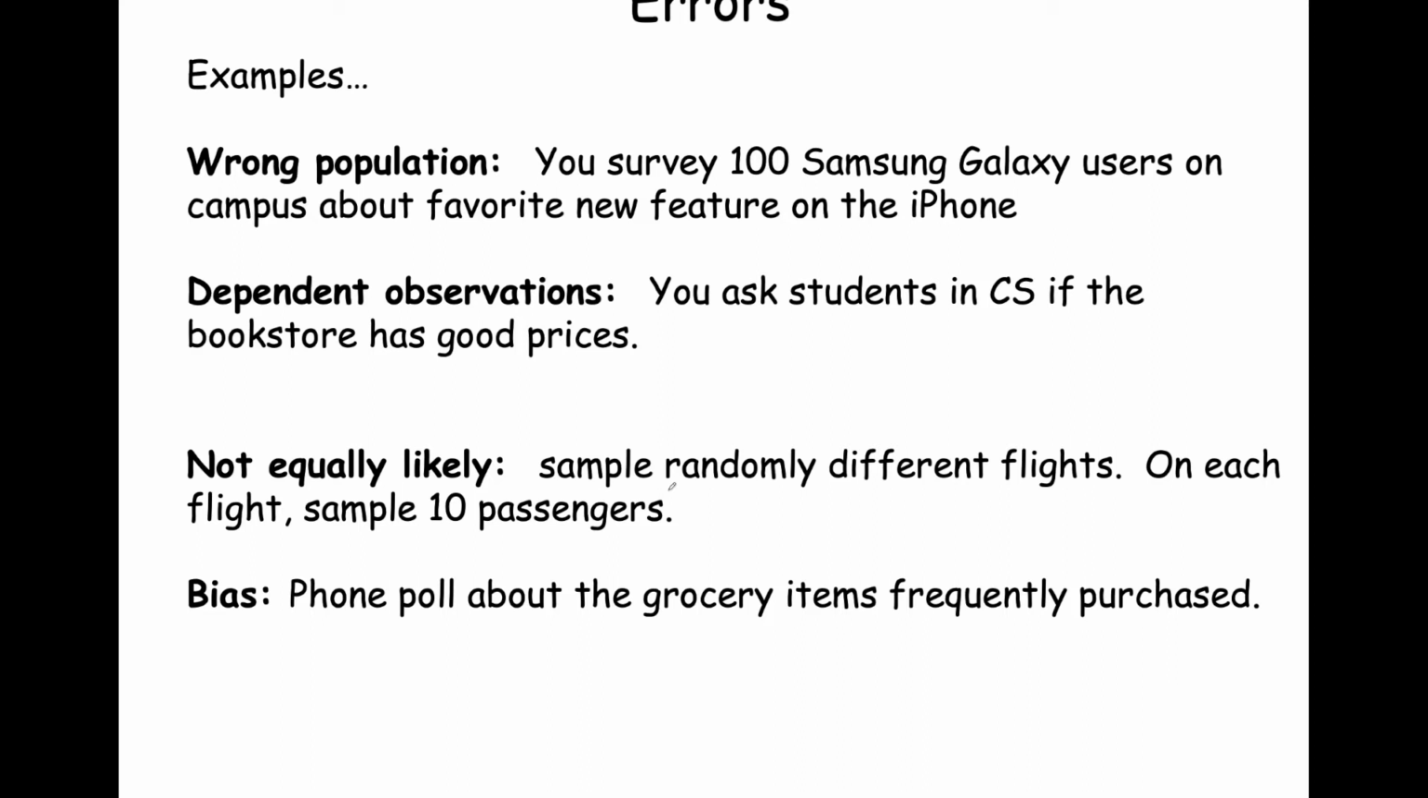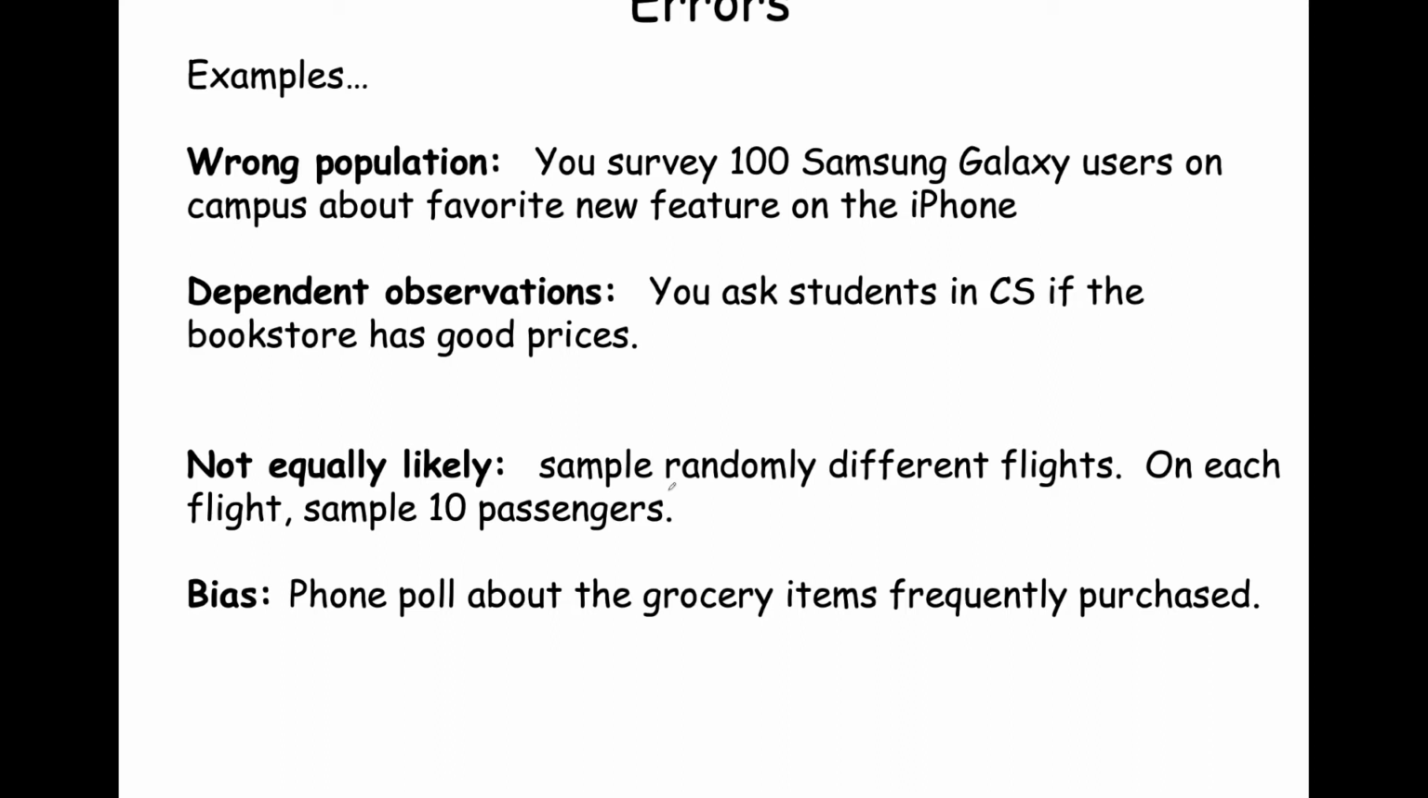Okay, so let's see some examples of errors you can have when you're trying to perform an inference or trying to find a statistic that is a reasonable or good replacement for the unknown population parameter. You can have the wrong population. So let's say you survey 100 Samsung Galaxy users on campus about what their favorite new feature is on the iPhone. You can have dependent observations, so the observations don't stand on their own.